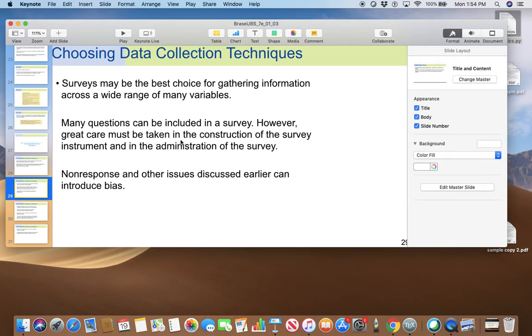However, great care must be taken in construction of the survey instrument and the administration of the survey. Non-response and other issues discussed earlier can introduce bias. So if you're looking at working conditions, some people may not even respond, and that will affect the survey study.